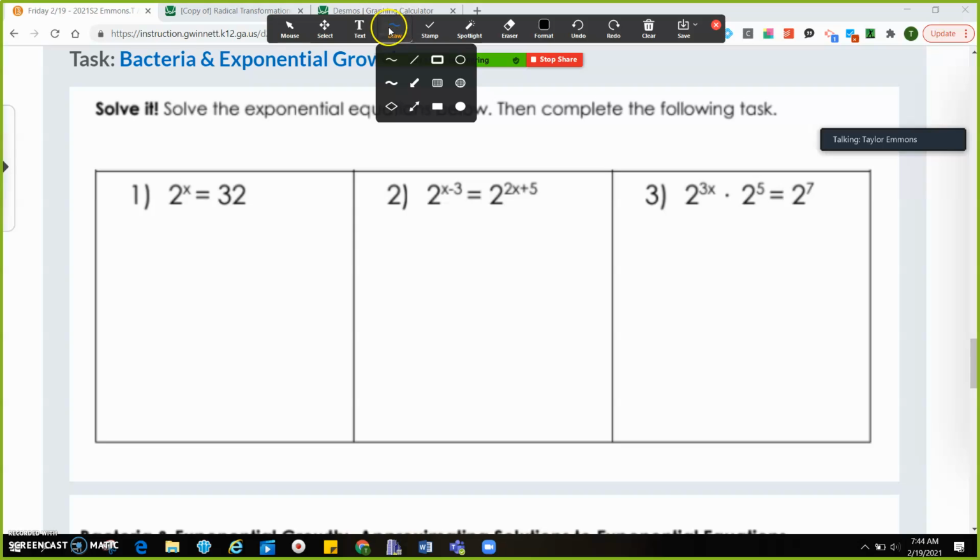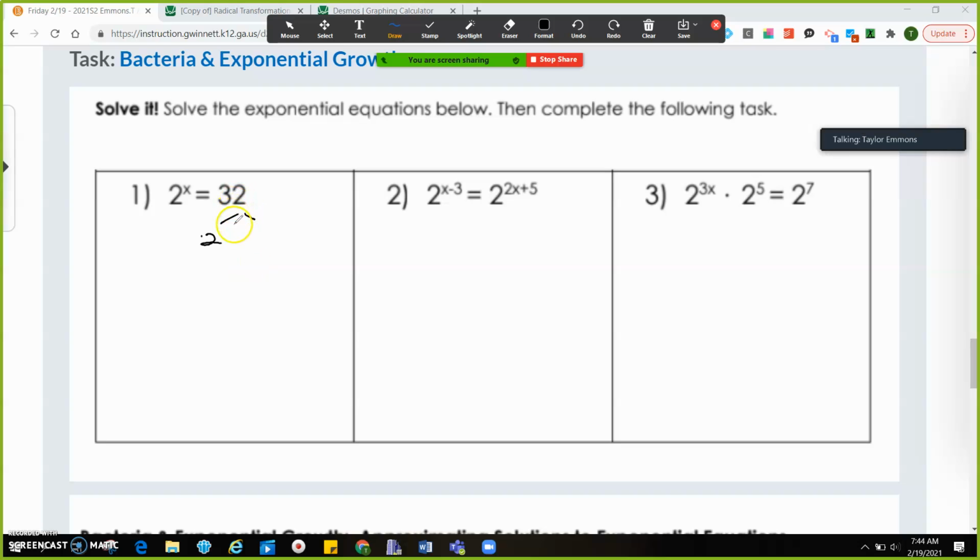All right, so we're going to solve exponential equations. What's going to happen is you always want to have the same base on both sides. You can't solve it unless you have the same base. So we've got to put 32 in terms of a base of 2. If I don't know what 2 to what power will give me 32, I could break this down by dividing by 2 each time and see if it is a perfect power.